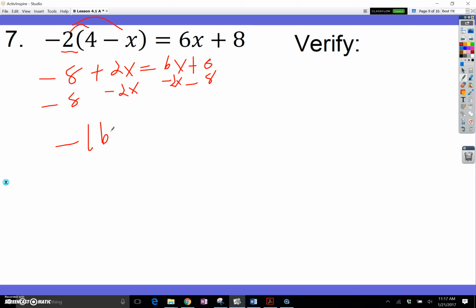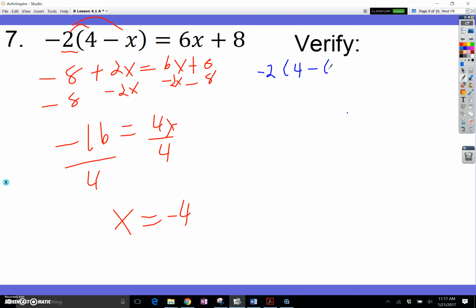Now that I know what x is, I'm going to resolve this by plugging it back in. So it's going to look like negative 2 times the quantity of 4 minus negative 4 is equal to 6 times negative 4 plus 8. Now these should equal the same thing. So I'm going to start with solving this.